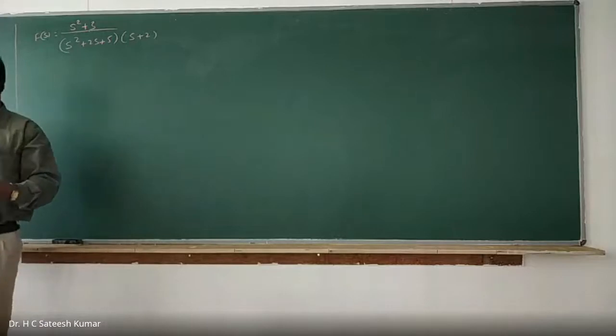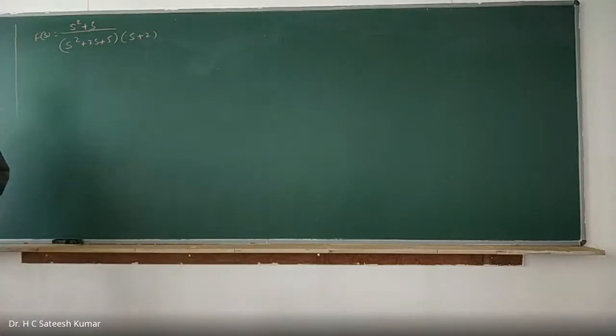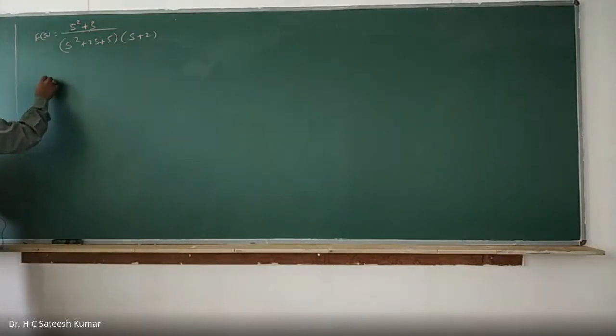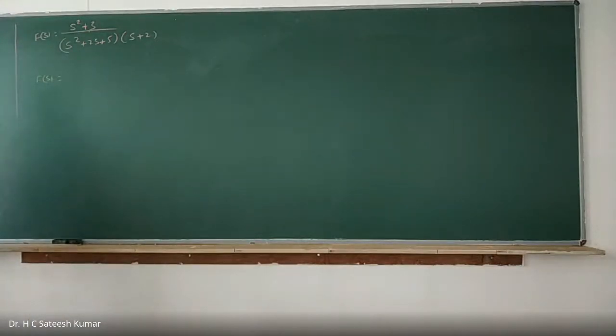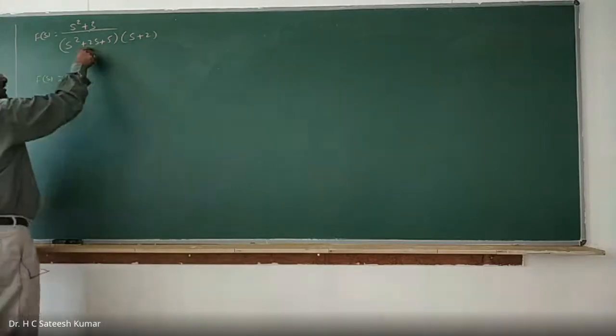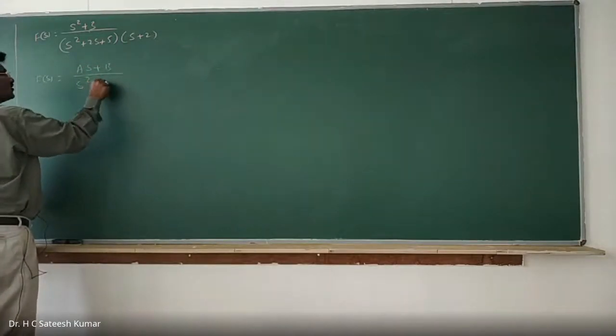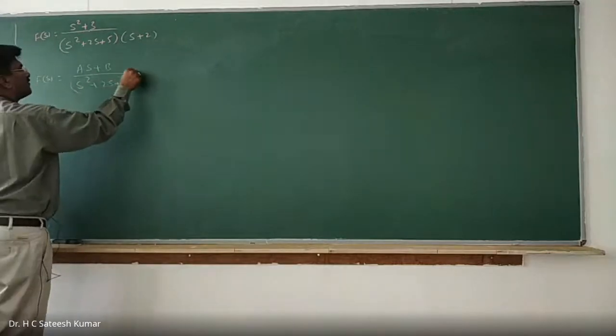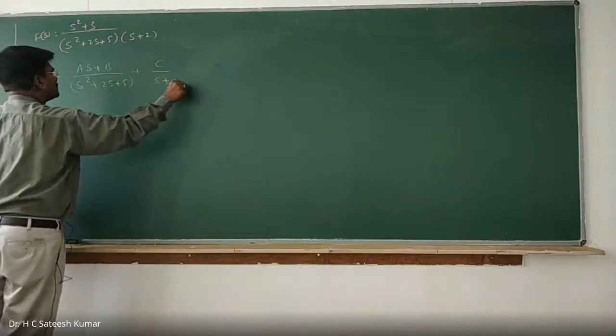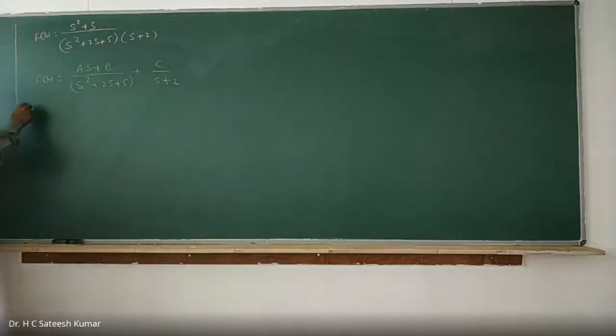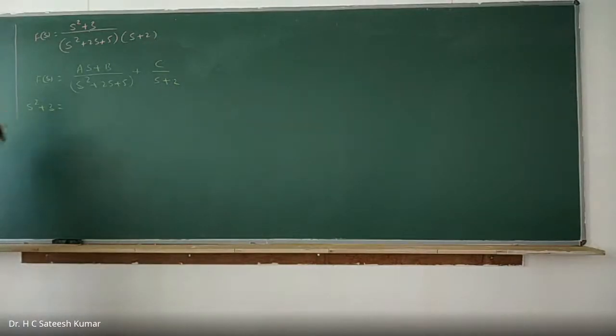Okay, right? Now, if that is the case, then how to solve this one? So F of s, we can write it as As plus B. So for complex we have As plus B divided by s square plus 2s plus 5, plus C divided by s plus 2. Therefore, you can write s square plus 3 is equal to... for complex values, this is how partial fraction will be.